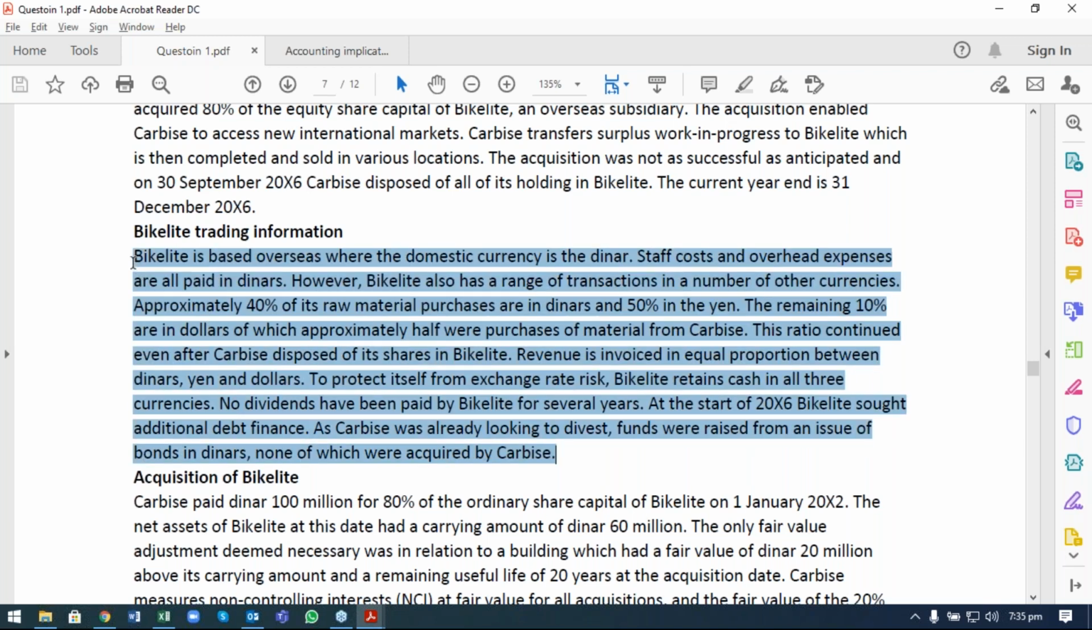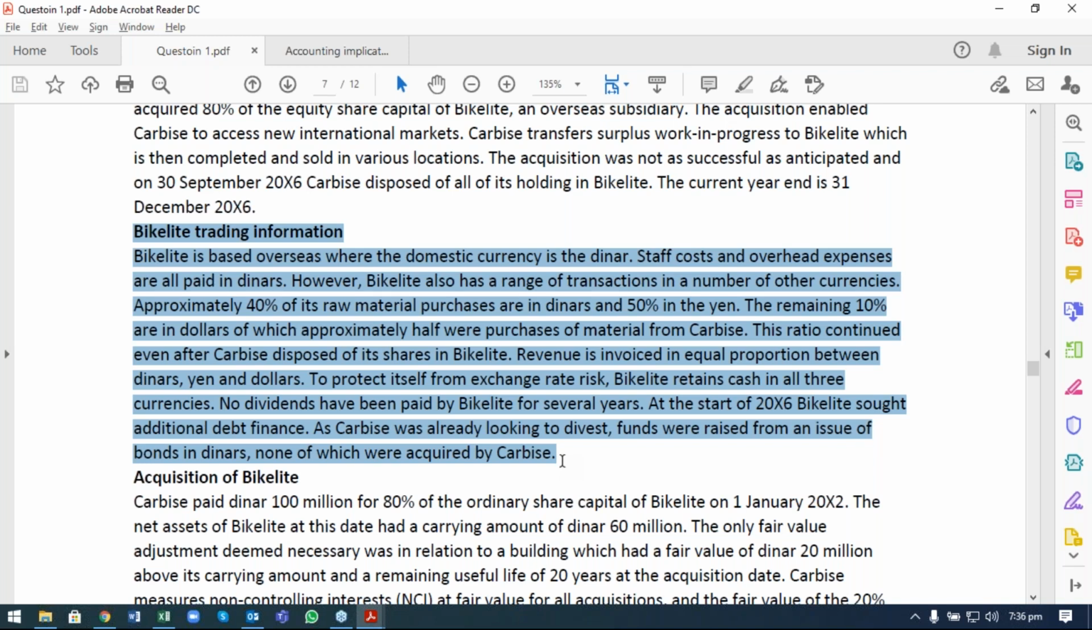What would be the functional currency of this Backlight company? Based on the analysis we have done right now, it is most probably the dinar. We can say dinar is the functional currency of this company, and we have identified it based on the specific information provided within the question. We have not added anything additional from our side. We have just analyzed the scenario based on the requirement of the standard.